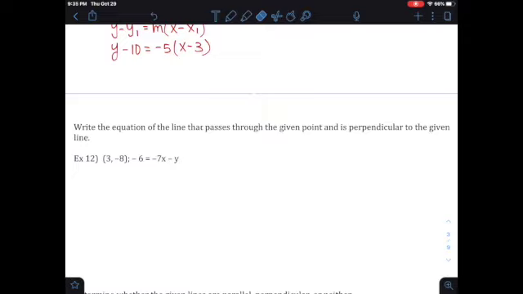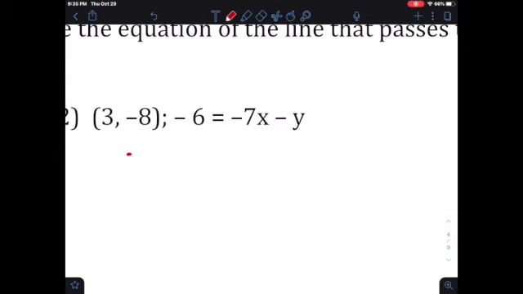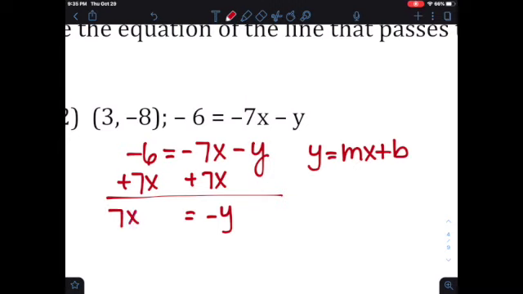So you have negative 6 equals negative 7x minus y. Now remember, y equals mx plus b is the form we're trying to get to. In this case, I want the y to be positive, so I will just move the positive 7x, because it cancels out with the negative 7x. Then I can get my y by itself. And that's going to be negative y equals 7x minus 6.